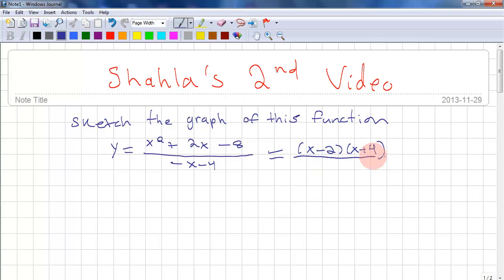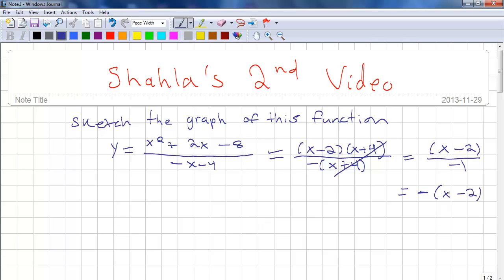And then we're left with the bottom. Just take the minus out. As you can tell, there's a hole, sorry, so those would cancel out, and we're left with x minus 2 over negative 1. So then our answer would be x minus 2, negative x minus 2 to be specific.